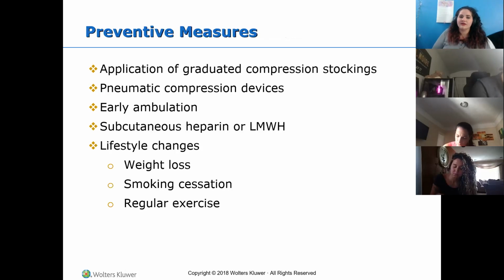Okay, we're going to talk about preventative measures. The application of graduated compression stockings, pneumatic compression devices, early ambulation, subcutaneous heparin or low molecular weight heparin, and then lifestyle changes such as weight loss, smoking cessation, and regular exercise.